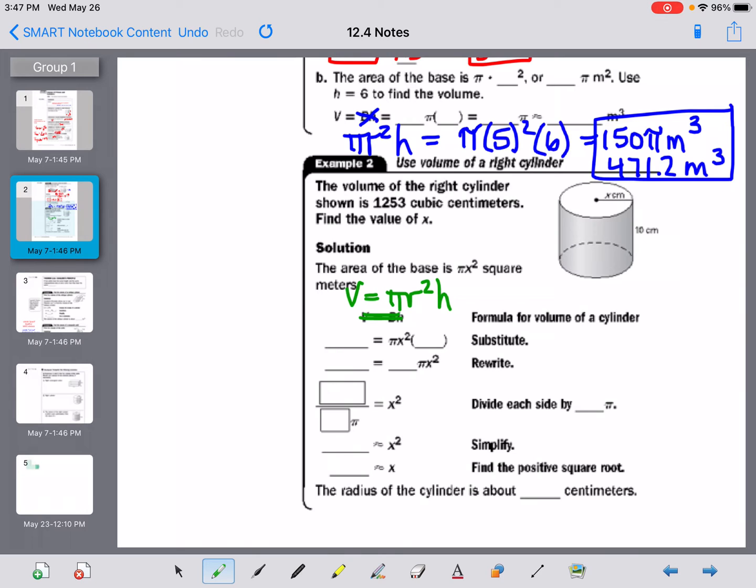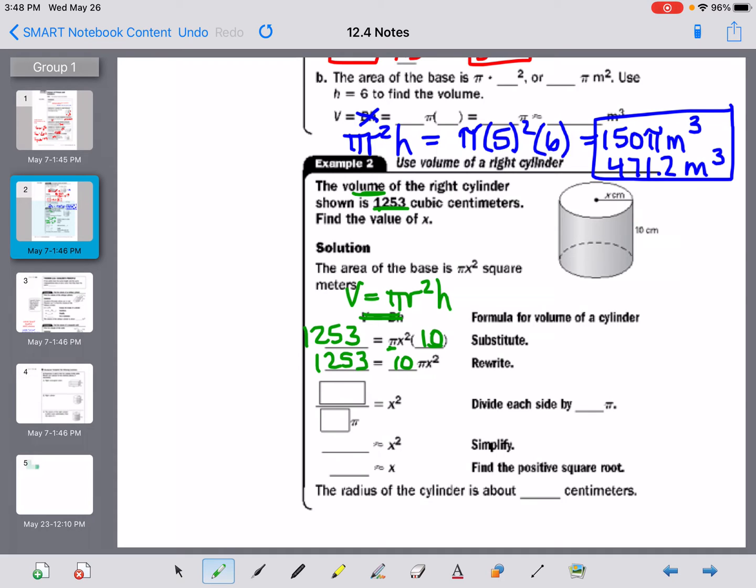All right, do I know my volume? I do. It's 1253. They gave me the value. Equals pi times my radius. Well, my radius is x, so I have x squared times a height of 10. All right, my job is to solve for x. Well, right now I have 10 times pi times x squared equals 1253.